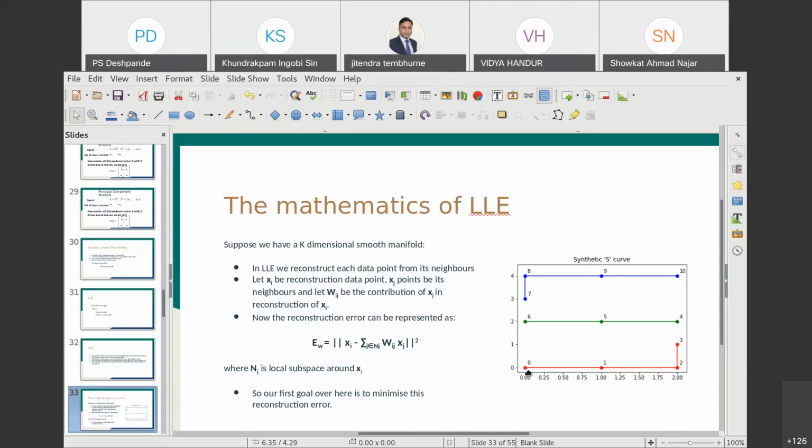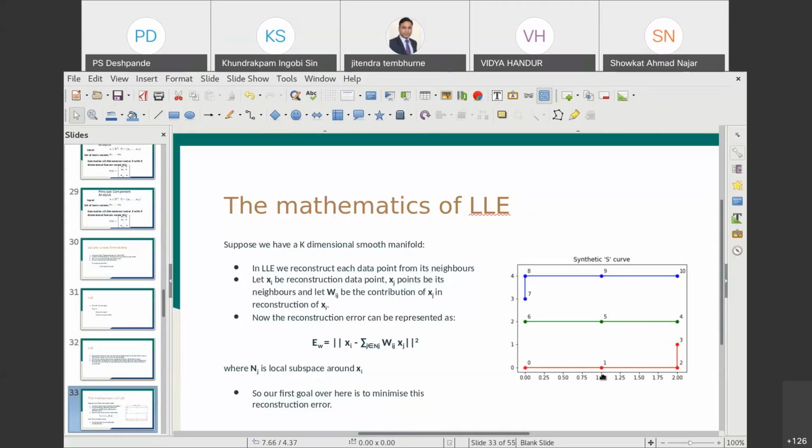Means if the point is 1, then we try to preserve the distance of 1 from its neighbors like 0 and 2. But in the case of PCA, the distance from 1 to 10 will also matter. 10 is far away from 1, but in PCA this also matters. But in the case of LLE, we just try to preserve the neighborhood distances.